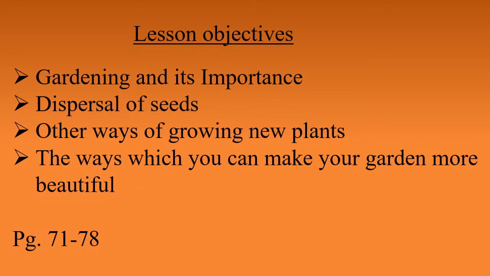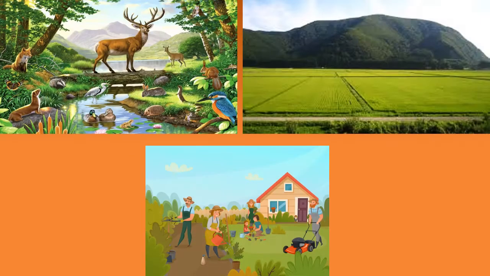Lesson objectives: gardening and its importance, dispersal of seeds, other ways of growing new plants, and the ways in which you can make your garden more beautiful. Look at the pictures given. What are the similarities and differences between them?